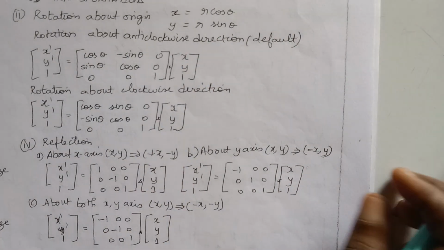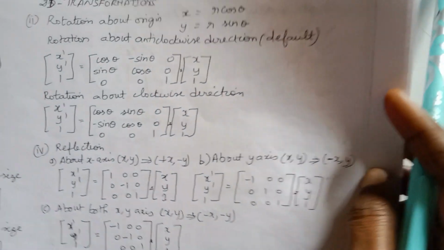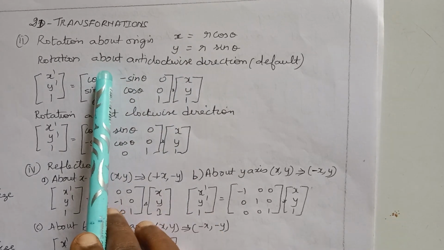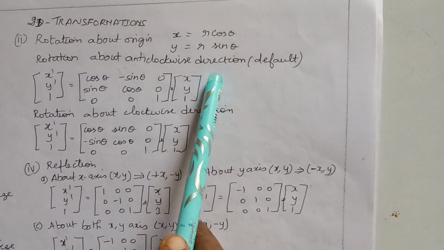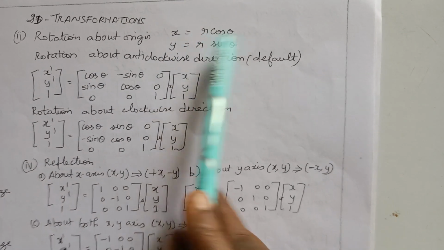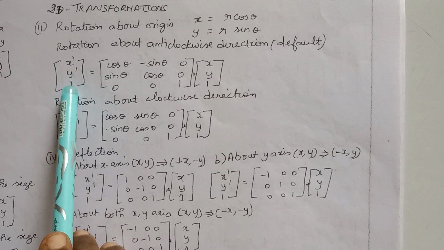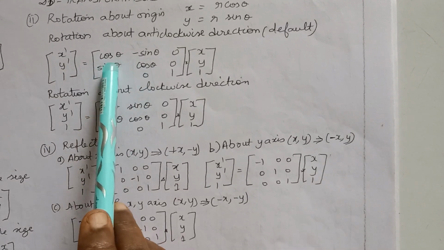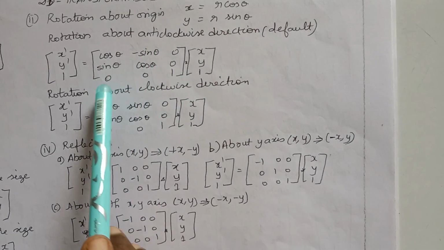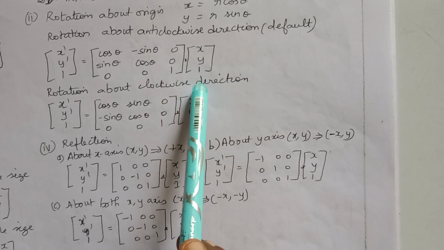Next, rotation about the origin. Normally rotation is in the anti-clockwise direction. It is the default one. So normally when they give rotation, it means the anti-clockwise direction. Here the formula is x equals r cos theta, y equals r sin theta. So the new coordinates x dash, y dash will be the matrix cos theta, minus sin theta, sin theta, cos theta. In the other places we put 0 0 0 0 and 1, multiplied by x, y and 1.